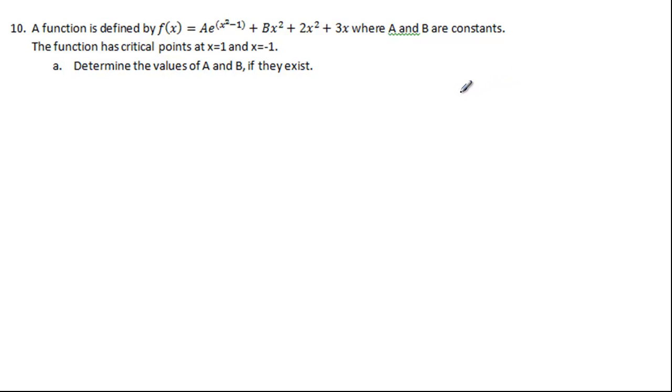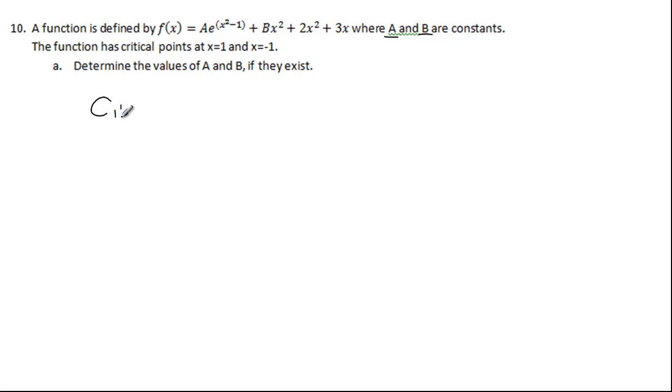Okay, in this last problem, problem number 10, we have another function. The function f of x is defined by a times e to the x squared minus 1 power plus bx squared plus 2x squared plus 3x, where a and b are constants. So we have values a and b and they are constant. The function has critical points at x equals 1 and negative 1.